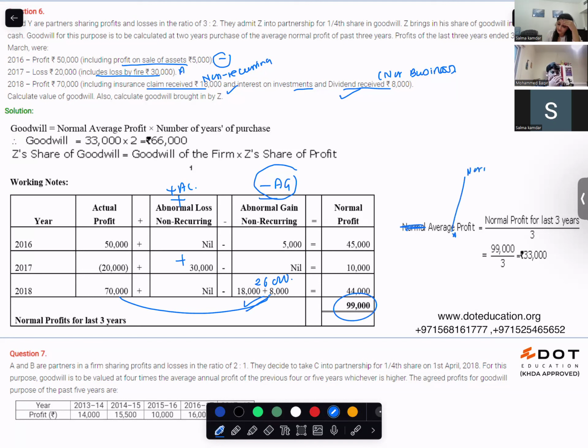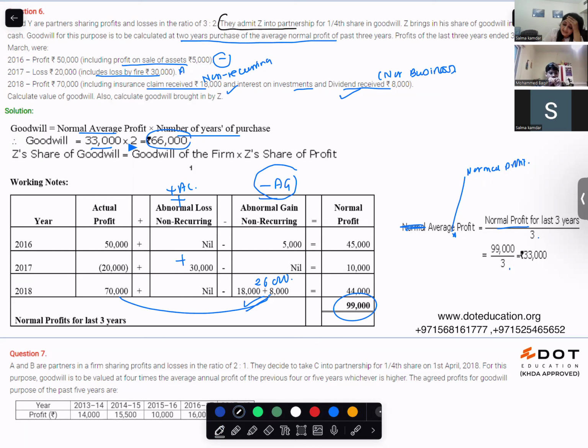Then you will find what? Average normal profit. How do you find average normal profit? Normal profit divided by 3. So goodwill is average normal profit into number of years purchase. Average normal profit is 33,000 and it is 2 years purchase. So into 2, goodwill of the firm is 66,000.